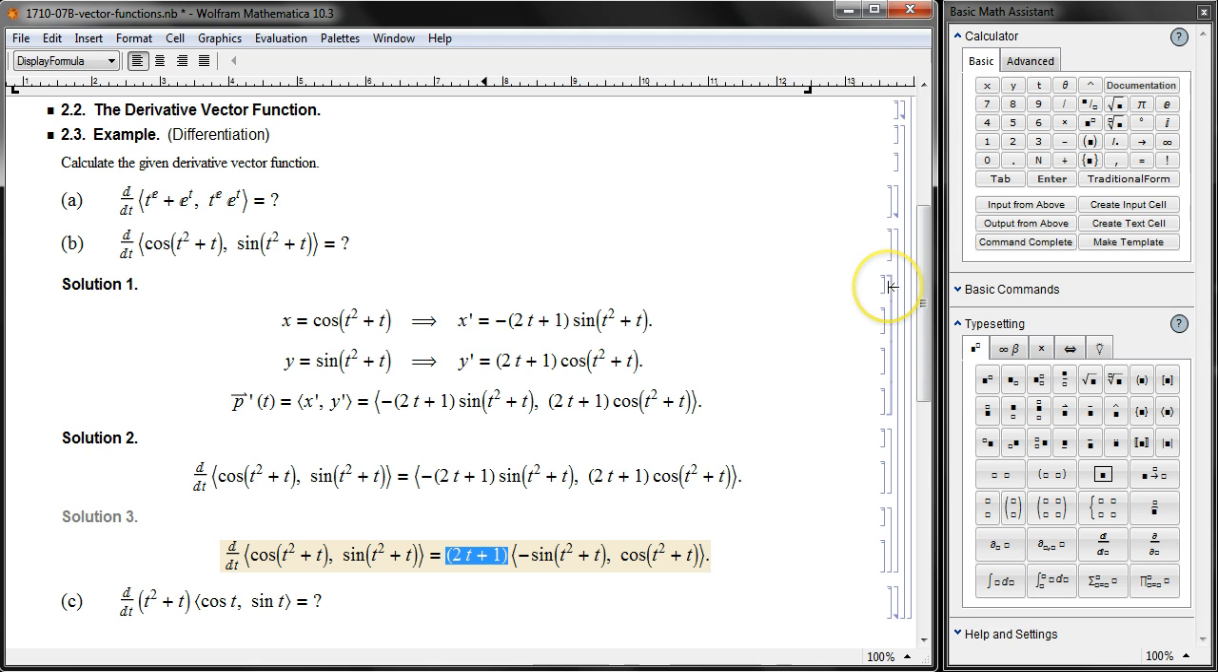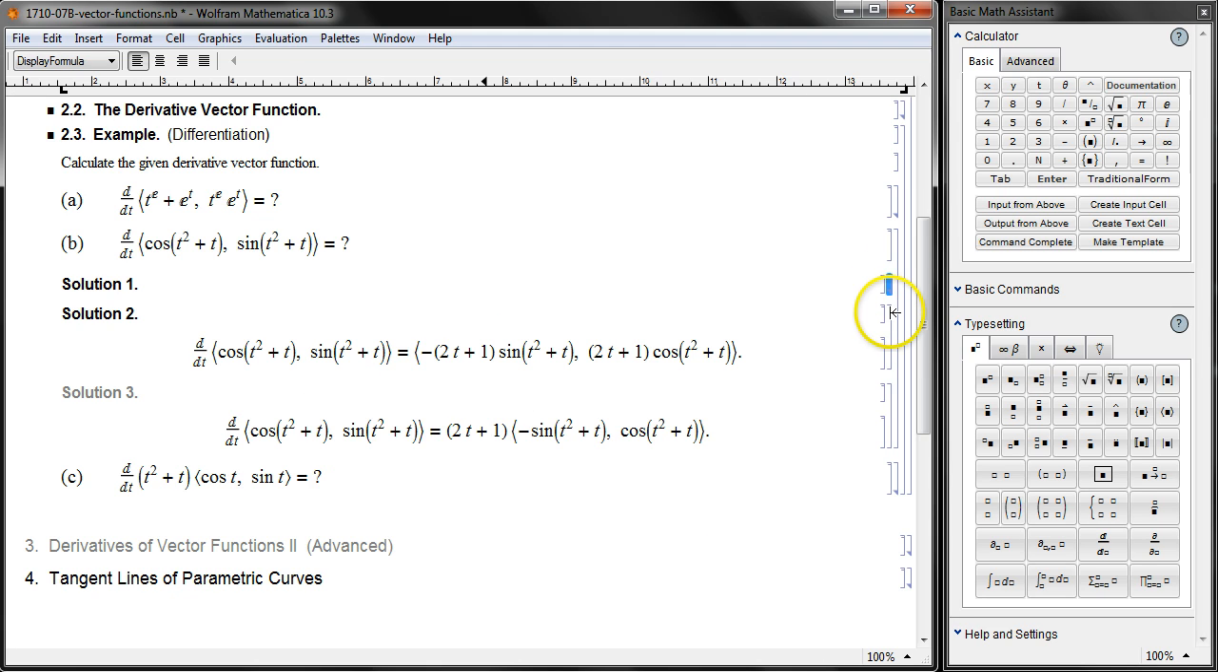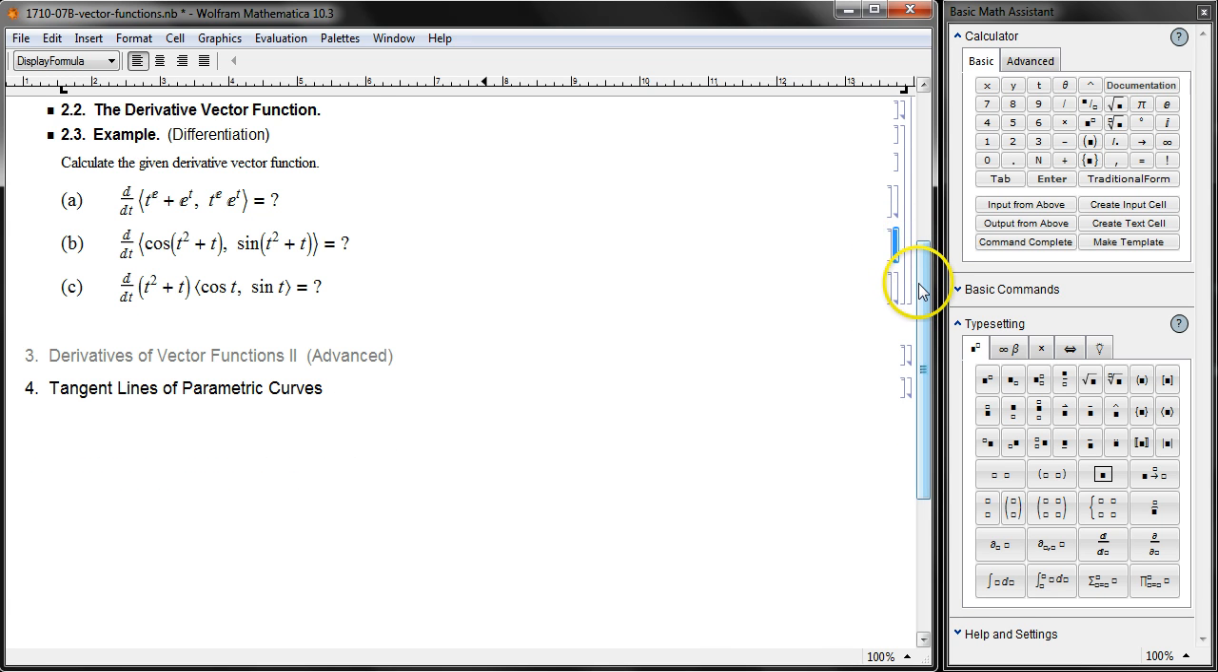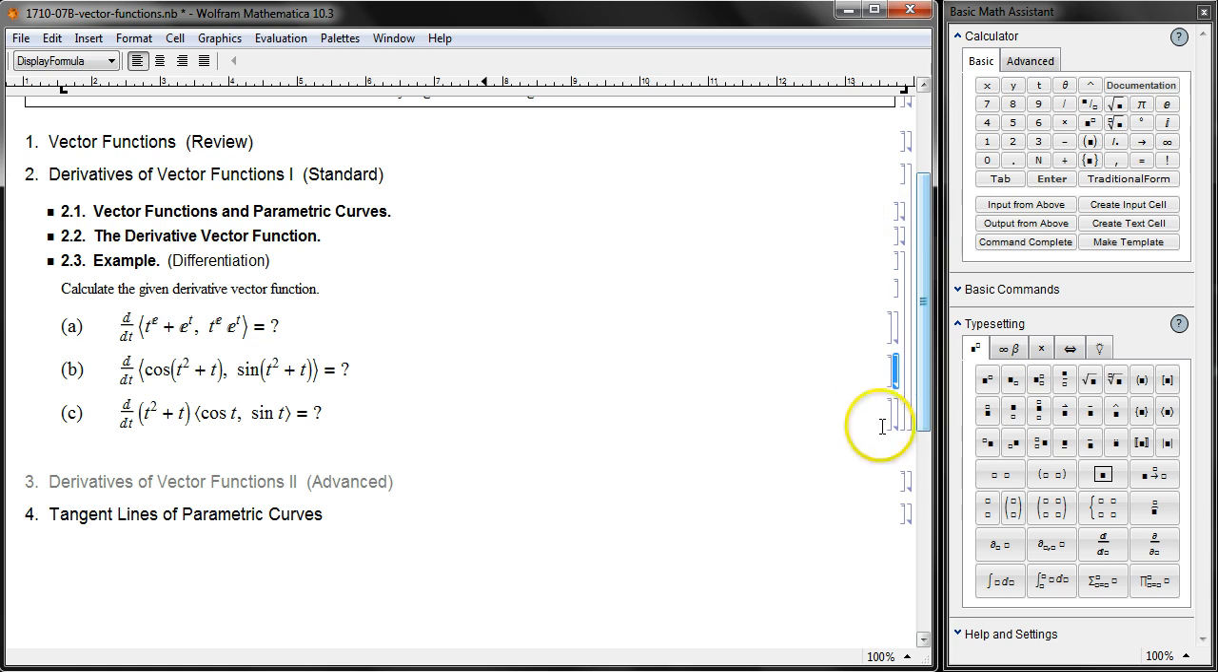Which method do you prefer? As I said earlier, my preference is solution 2. You don't have to agree with me. If you prefer solution 1, go ahead. How about the next problem? Let's see, what is x and what is y in this case? Because this thing is a scalar multiplication. Well, this is what you're going to end up with.